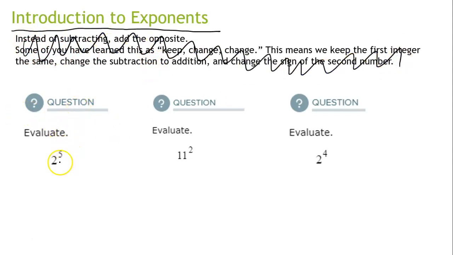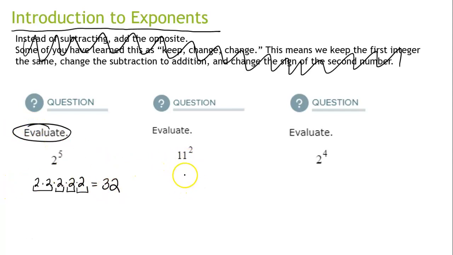If we want to evaluate 2 to the fifth, that is the same thing as 2 times 2 times 2 times 2 times 2. 2 times 2 is 4, times another 2 is 8, times another 2 is 16, times another 2 is 32. So 2 to the fifth becomes 32. Remember, evaluate means solve.